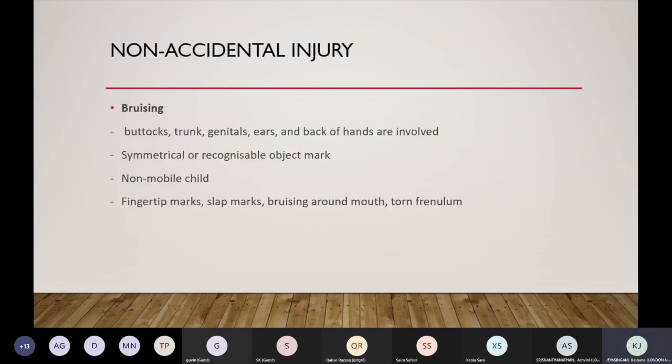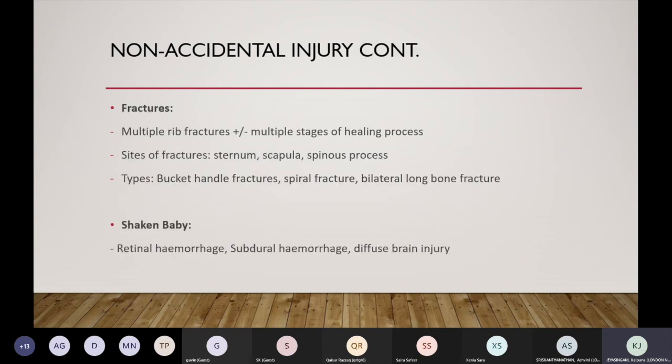The other type of injury is bruising. Common areas where you start to get worried are the buttocks, trunk, genitals, ears, or the back of the hands. Again, it is usually symmetrical, or with recognizable object marks. Bruising in a non-mobile child, you would think, how is that? Or fingertip marks, slap marks, a bruise around the mouth, or a torn frenulum.